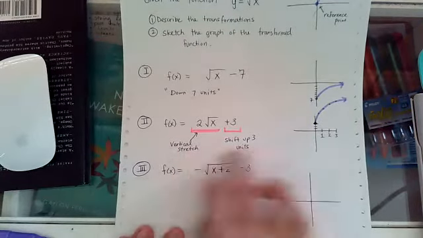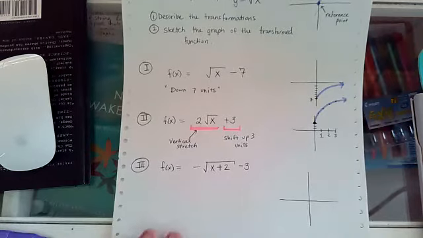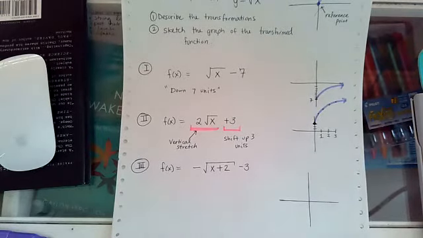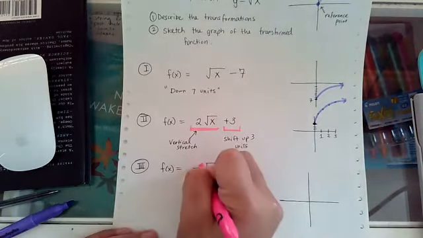Okay, were there any questions on that second one? Okay, for the third one, we are looking at the third one. It looks like a few transformations are applied. I have a negative sign on the outside of the function. I'm adding 2 on the inside of the function. And I'm subtracting 3 on the outside.